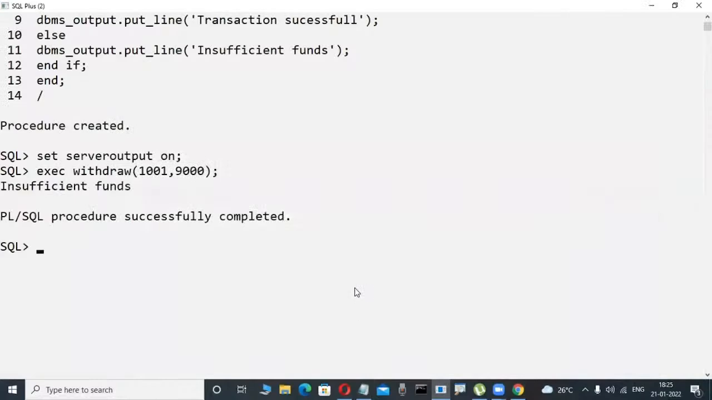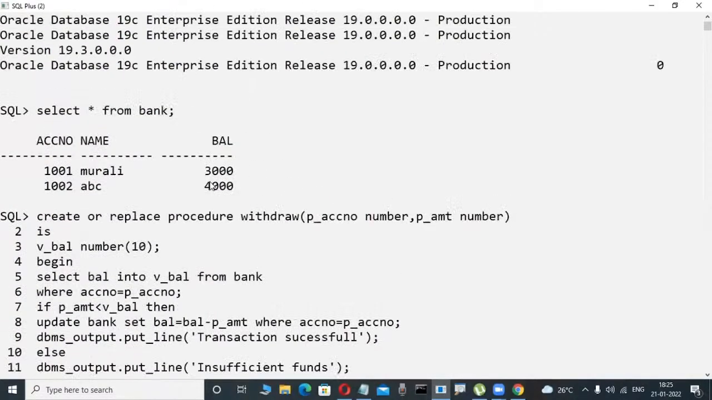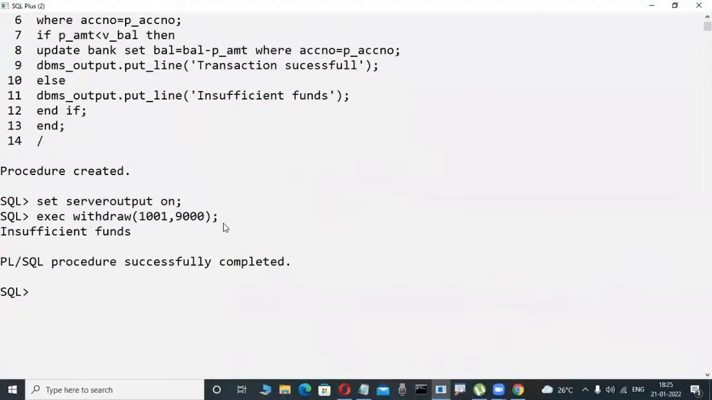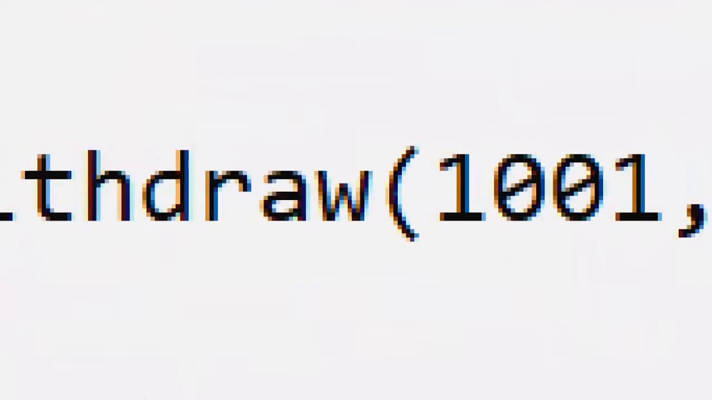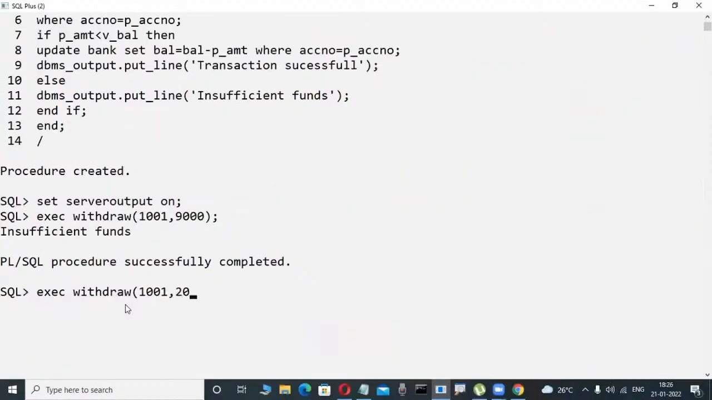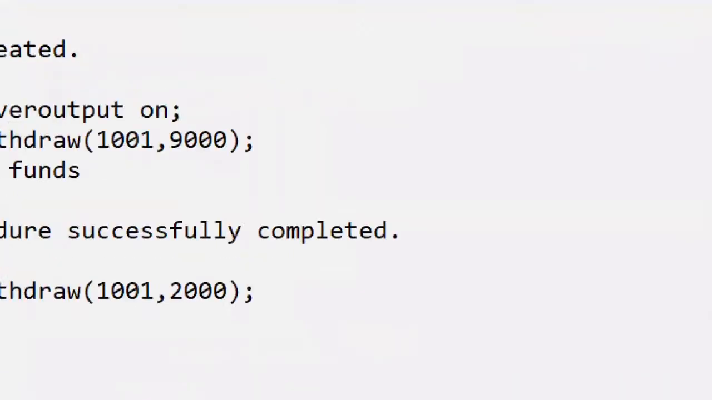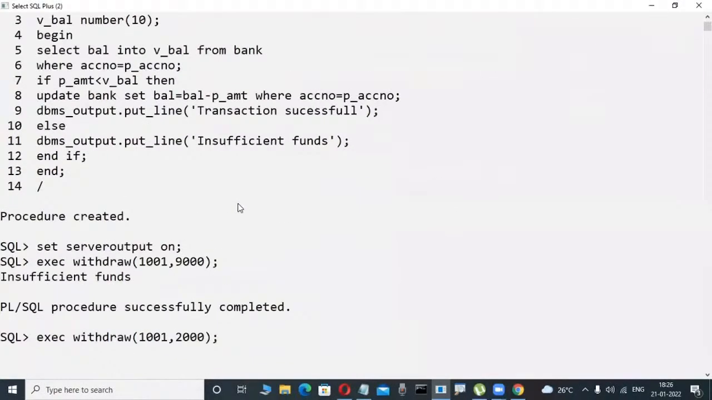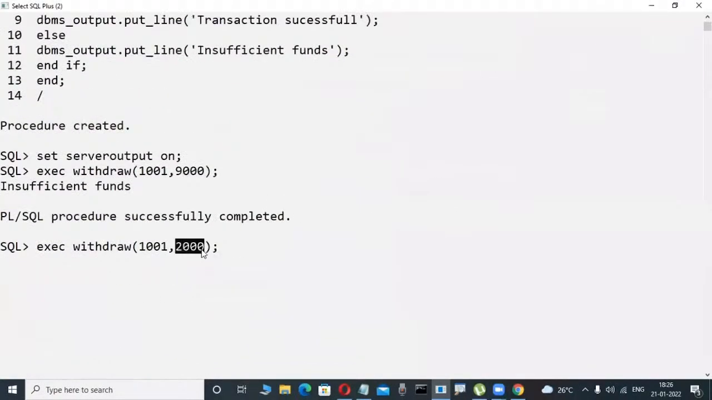Another case, OTP validation, those all things are the same. And now here, check it out. For example, in this case my balance is 3,000. Now I try to withdraw 2,000 rupees. Observe here, 1001 is my account number. I try to execute withdraw again. Now I try to withdraw 2,000 rupees. Possible? Possible. Why? Because my balance is 3,000, and I try to withdraw only 2,000.